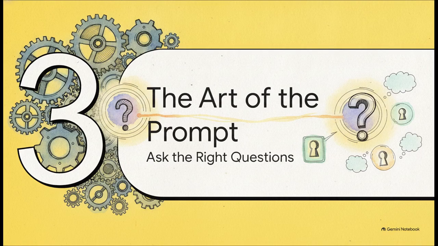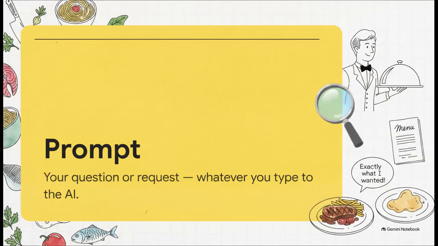Now, what's really interesting about this next slide, Chapter 3, The Art of the Prompt, How to Ask the Right Questions. This is where we shift from just knowing what AI is to actually knowing how to control it. You're going to hear the word prompt a lot when people talk about AI. A prompt is simply your question or request. It's whatever words you type into the AI tool.